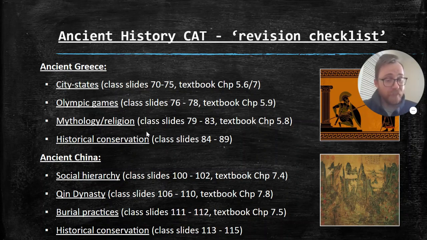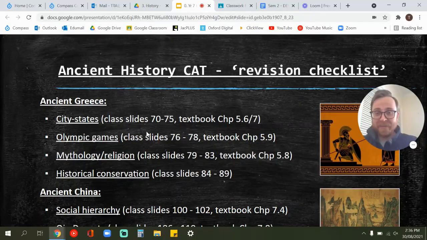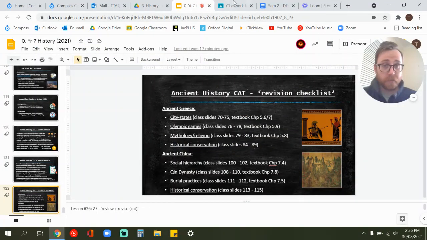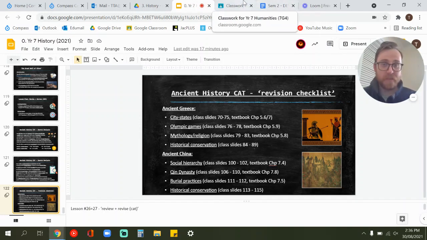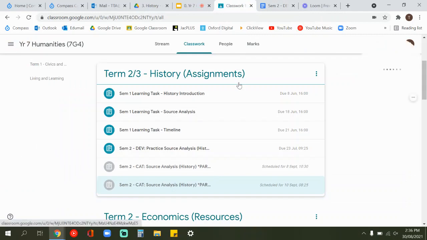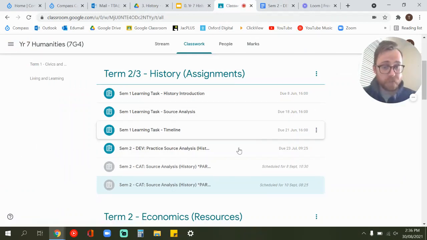Oh, I'm running out of breath. So that's all I've got to say, I believe. We've gone over the revision checklist. We've reminded you what the dev looks like, because it's very similar to the CAT structure. The final thing I will show you, so this is 7G4, just to show you what it will look like in Google Classroom when your CAT pops up.